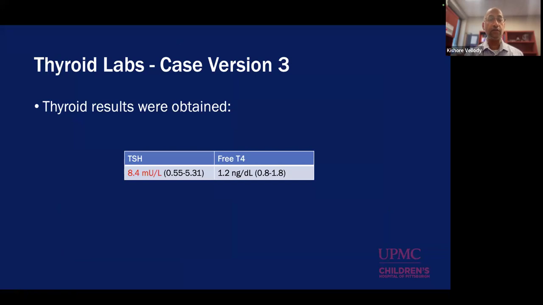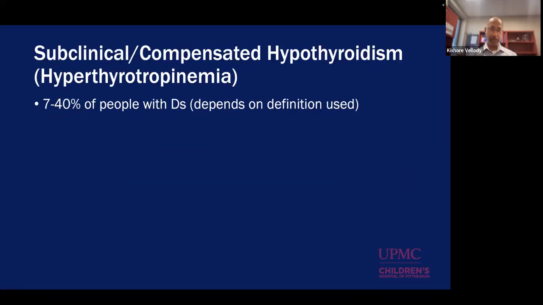Now, this is the third version. I'm not going to have you do a poll everywhere for this one because it would be pretty obvious which one it is now that we've answered the other two. In this case, what we're seeing is that the TSH is elevated slightly to 8.4, but the free T4 is normal. And this is a very interesting situation that we call either subclinical hypothyroidism or compensated hypothyroidism, or if you really want a tongue twister, you can also call it hyperthyrotropinemia. But any one of those means the same thing.